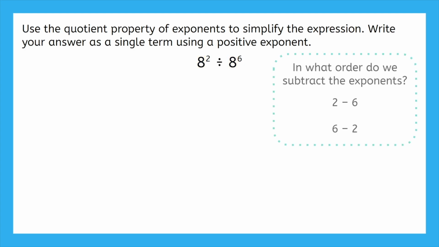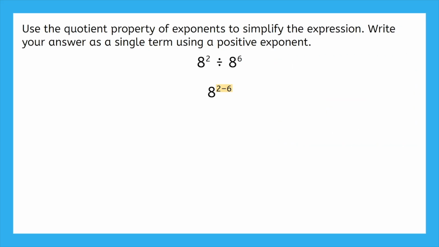The bases are the same, so we use the quotient property to subtract the exponents. In what order do we subtract? The first exponent minus the second one, 2 minus 6. What does that equal? Negative 4. So we have 8 to the negative 4th power.